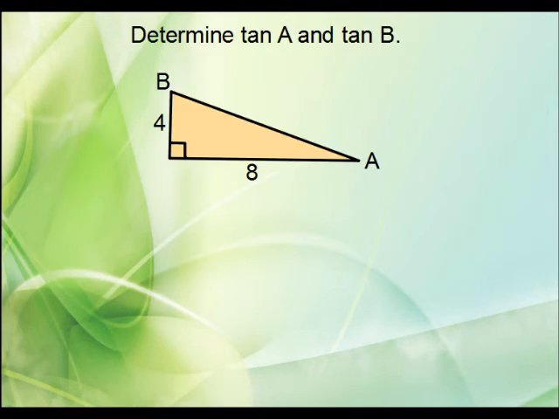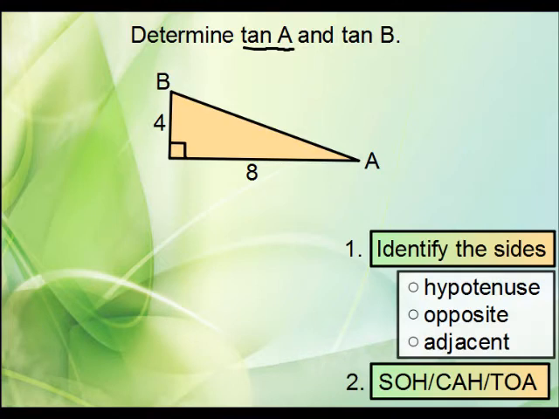Let's do an example here. Let's say that we need to determine the tangent of A and the tangent of B. Let's first worry about angle A here. With respect to angle A, determining the tangent, let's first identify our sides. Determining the sides, in other words, which one's the hypotenuse, which one's opposite, and which one's adjacent, should be your first consideration. And remember, it's always with respect to the angle in question. So if you're trying to determine, say, the tangent of A, well, you're talking about angle A.